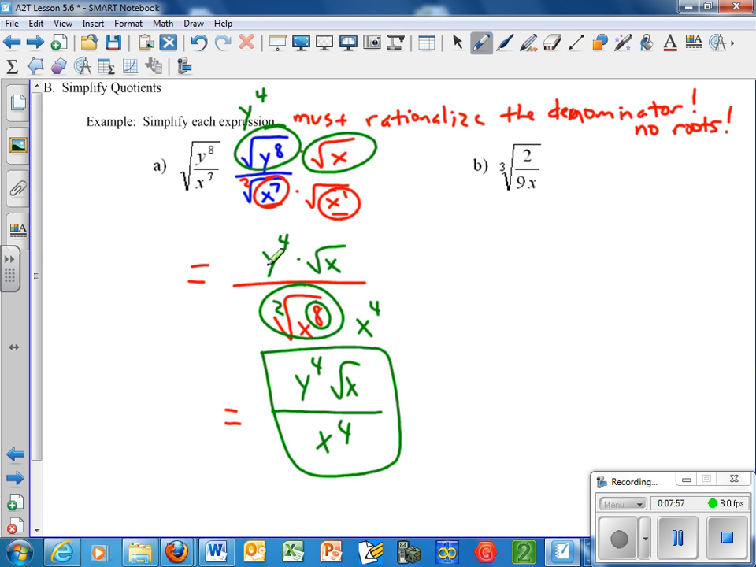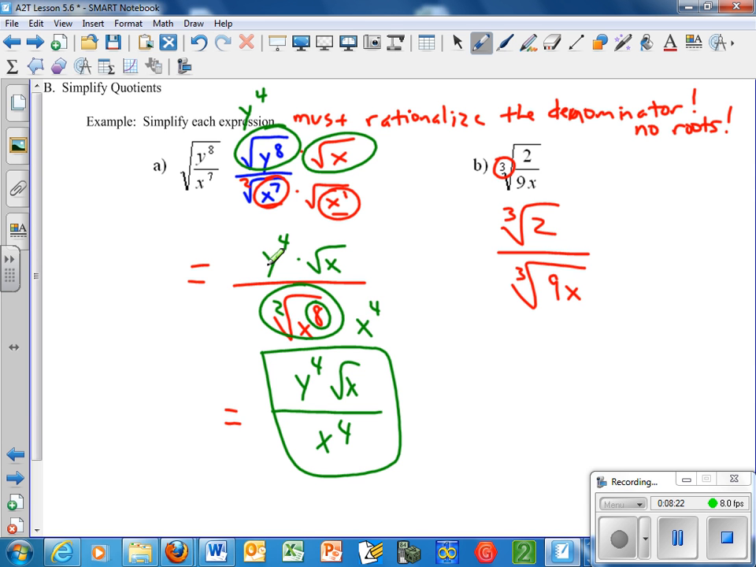If we go over to this one, now we're dealing with a cubed root. So I'm going to separate this into the cubed root of 2 times the cubed root of 9x. Now we're dealing with a cubed root. 9 is not a perfect cube. It's a perfect square, but not a perfect cube. So I have to rationalize the denominator. I have to get rid of roots in the denominator.